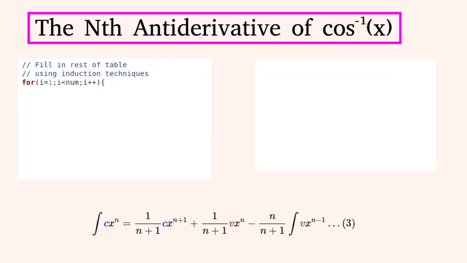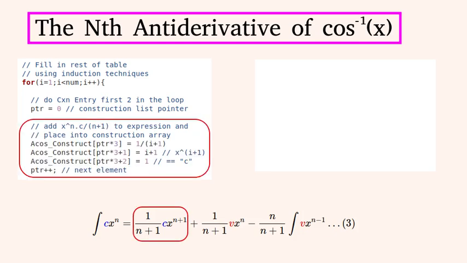So now we'll make a loop to get all of the remaining entries in the tables. We'll set the pointer to the first entry in the construction array, where we'll write the expression for the antiderivative, so that we can do some simplifying of it before writing it into the table.